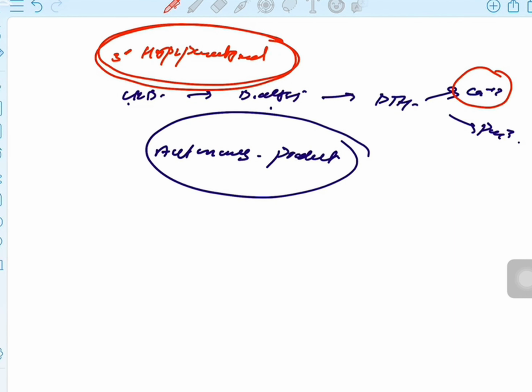Okay guys, so in a patient with tertiary hyperparathyroidism, what will the lab values be? Everything will be increased. In tertiary hyperparathyroidism, everything will be high. Calcium will be high, phosphate will be high, and parathyroid hormone will also be high. Everything is high.